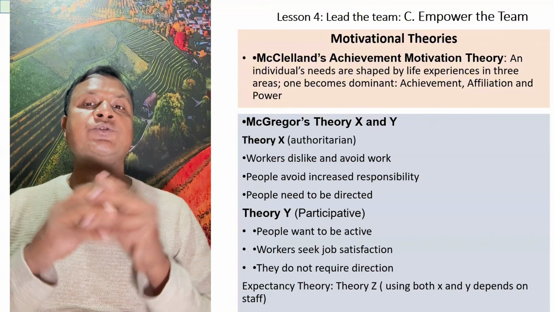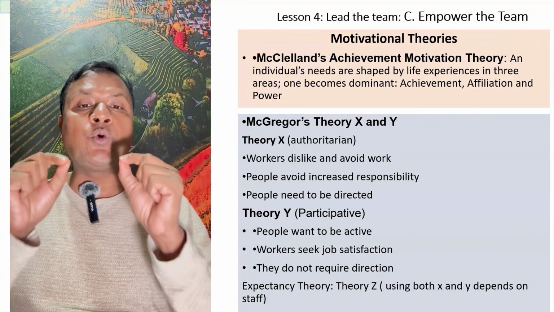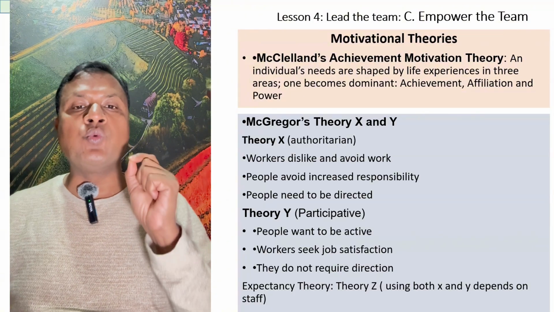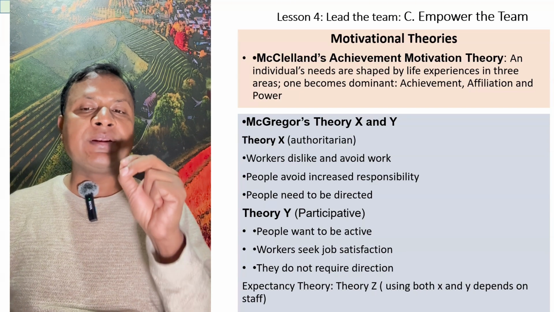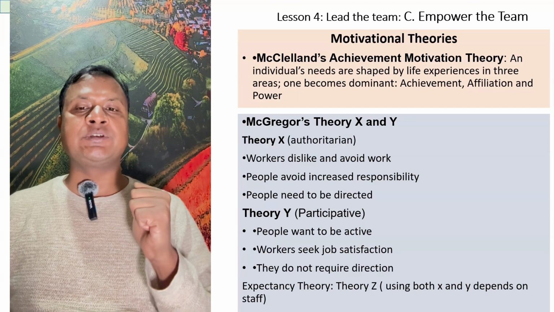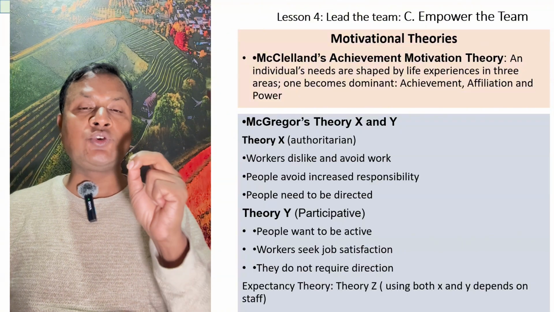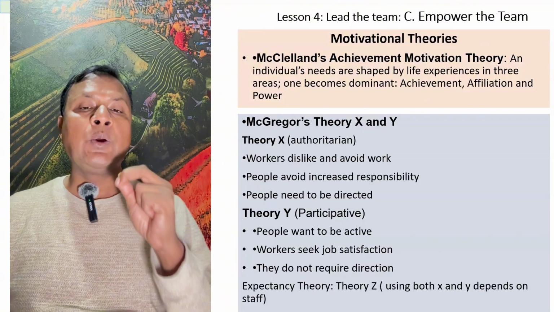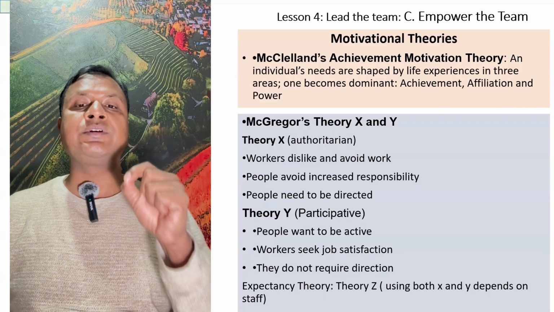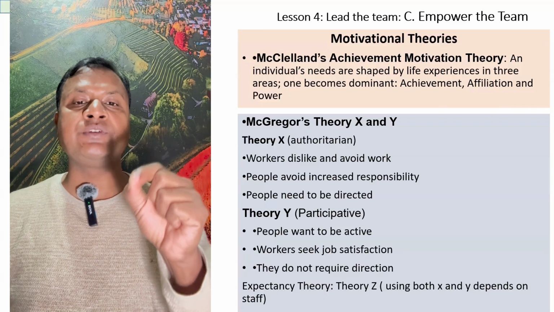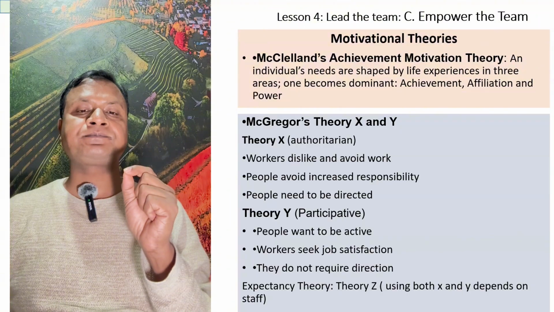So actually theory X means kind of authoritarian. Workers dislike and avoid actual work. They try to avoid increased responsibility. So people need to be directed. So here authoritarian rule is better. So leaders should use this kind of theory X style.